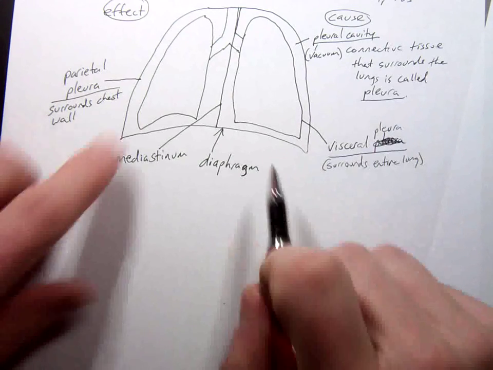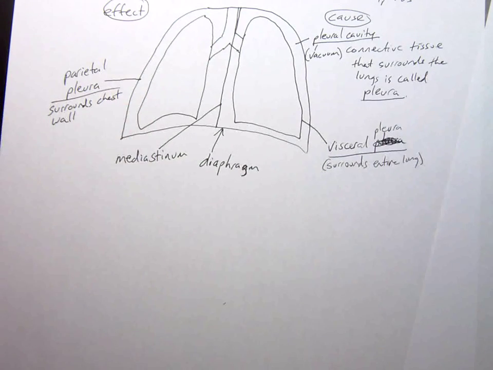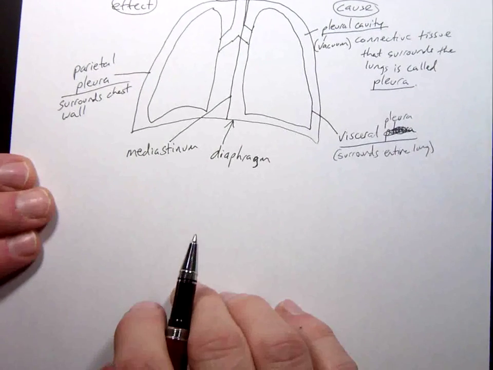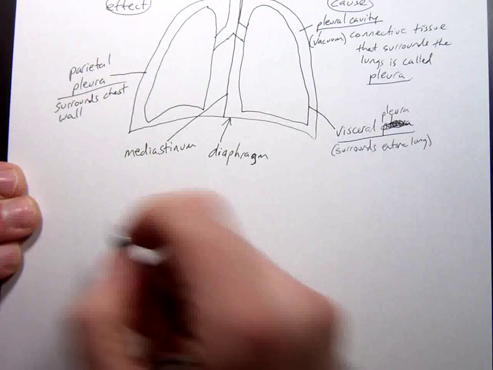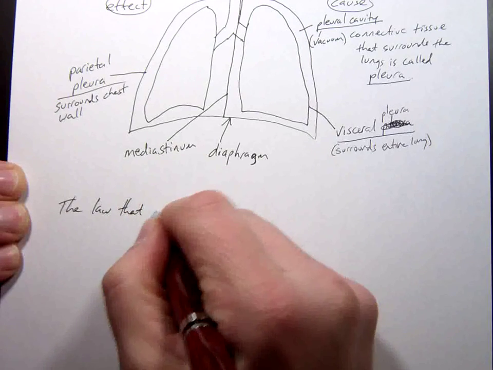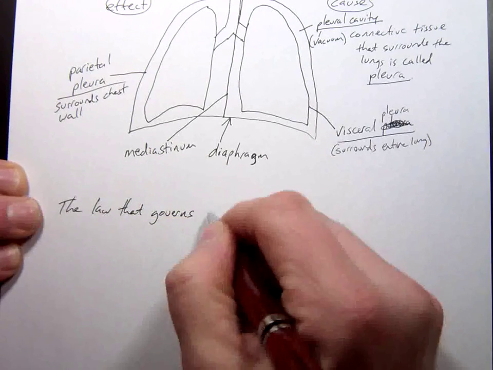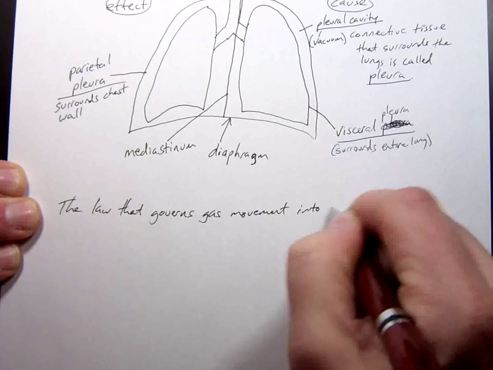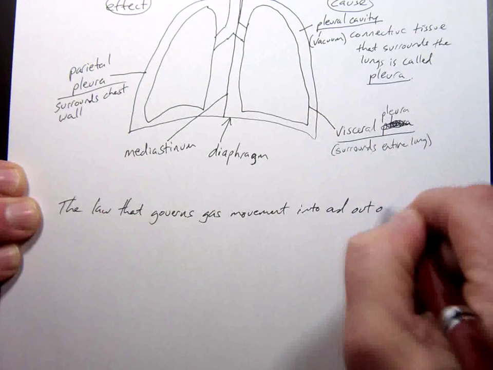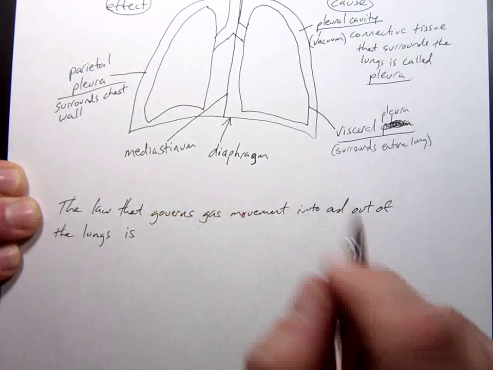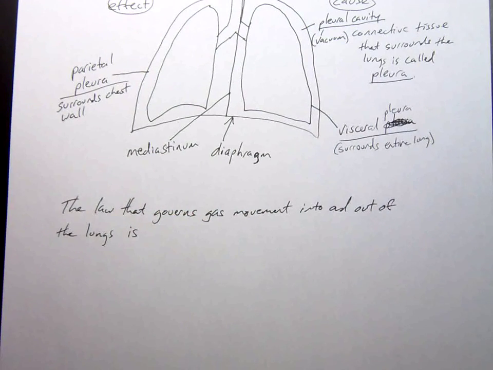So we need to control how air moves using a law, okay? Those that have chemistry may have just recently talked about the law. The law that governs gas movement into and out of the lungs is what? Pressure and volume. Who is that? Boyle's law.